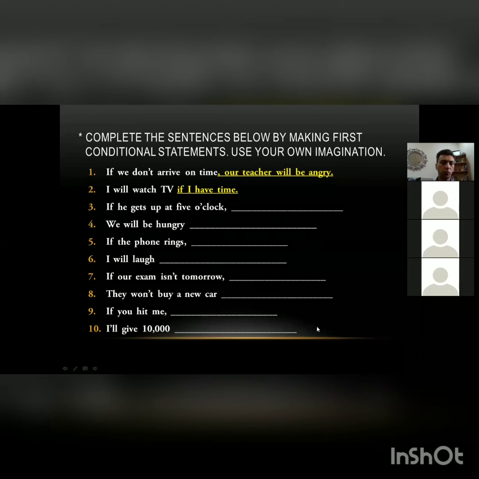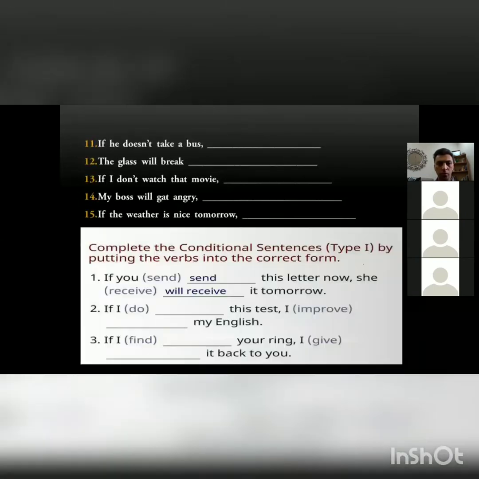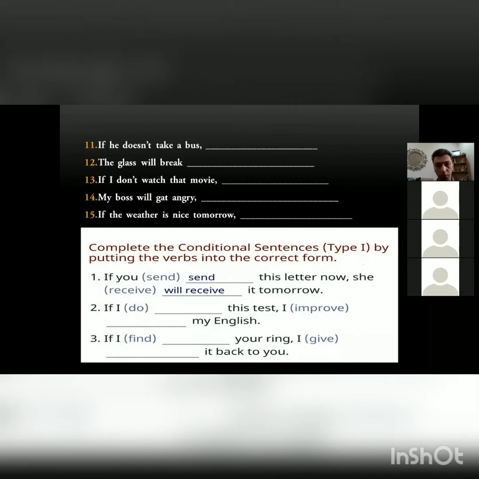Okay, so let me continue with the next slide. Yeah, there were 15 examples, not 10. Then we have this form. Complete the conditional sentence in brackets, type 1, means first conditional, by putting the verbs into the correct form. The first one has been answered for you, has been filled for you as a sample. You can go ahead with the second one.